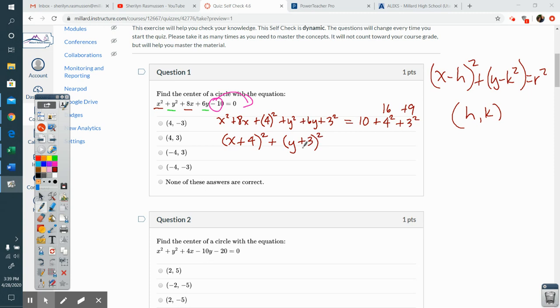Okay, so y plus 3 squared equals that. So now on this side, you are going to combine all those together. You take 10, you add to that 4 squared, and add 3 squared. So the total is 35.